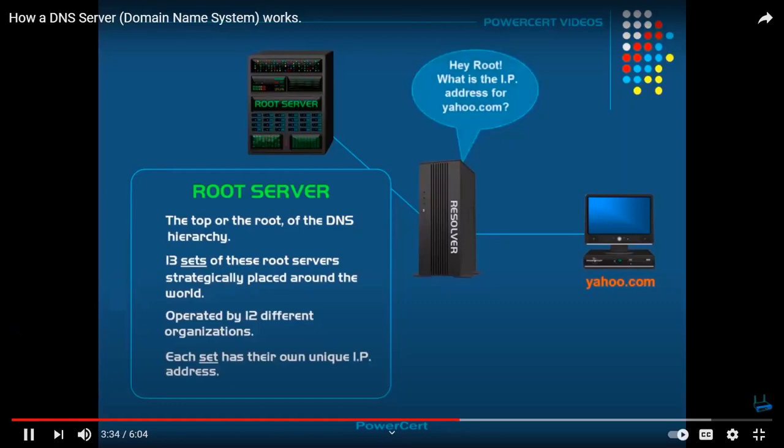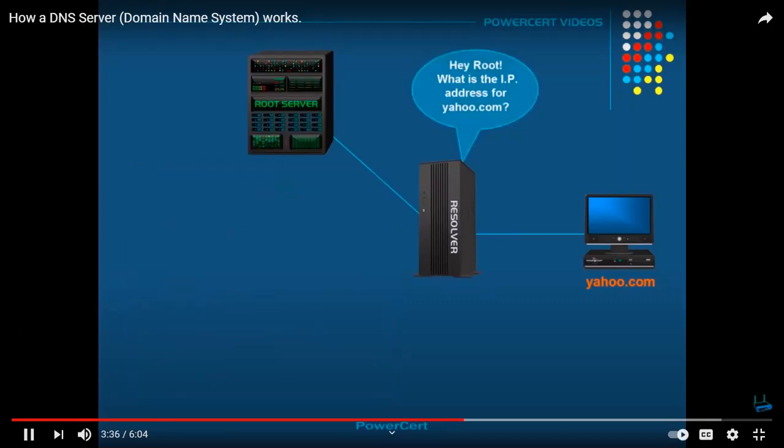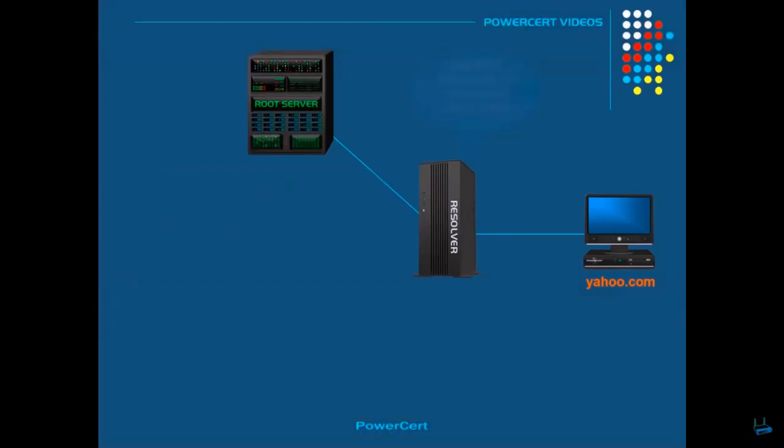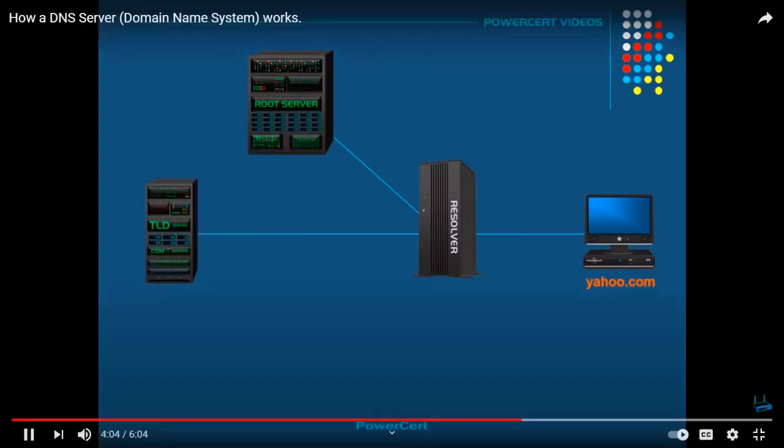So when the root server receives the query for the IP address for yahoo.com, the root server is not going to know what the IP address is. But the root server does know where to send the resolver to help it find the IP address. So the root server will direct the resolver to the TLD or top level domain server for the .com domain. So the resolver will now ask the TLD server for the IP address for yahoo.com.